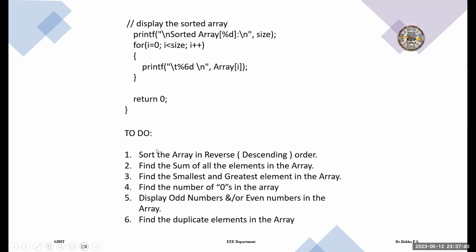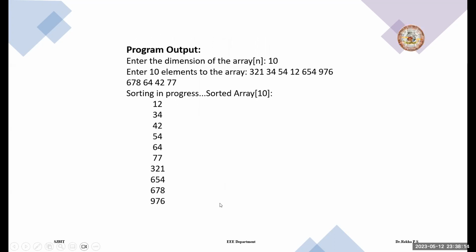So this is how our bubble sort method works. You people have to work out the following exercises. I have given some questions here. They will help you improve your logic, and if you're interested, you can work them out. You can sort the array in reverse order, and also find the sum of all the elements in an array. Find the smallest and greatest element in an array. Find the number of zeros in an array. Display odd numbers and even numbers in an array. Like this, you have many programs to work on. For practice, it will help you a lot.